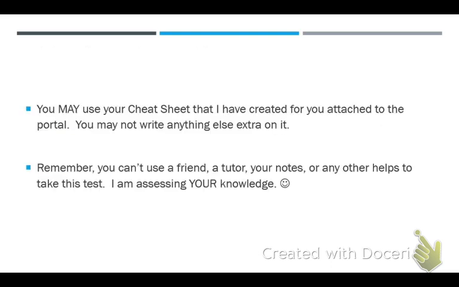So just as some reminders that some people seem to be forgetting, you are allowed to use your cheat sheet that I've created for you that's attached to the portal. You cannot write anything else on it. That would be considered cheating. Also remember, when taking quizzes and tests, you cannot use a friend, you cannot use a tutor, you can't use your notes or any other kind of helps to take the test. I'm assessing your knowledge. I'm kind enough to let you use this cheat sheet, but other than that, please make sure that you are being honest, and I wish you all the best of luck on your final test in 7th grade.